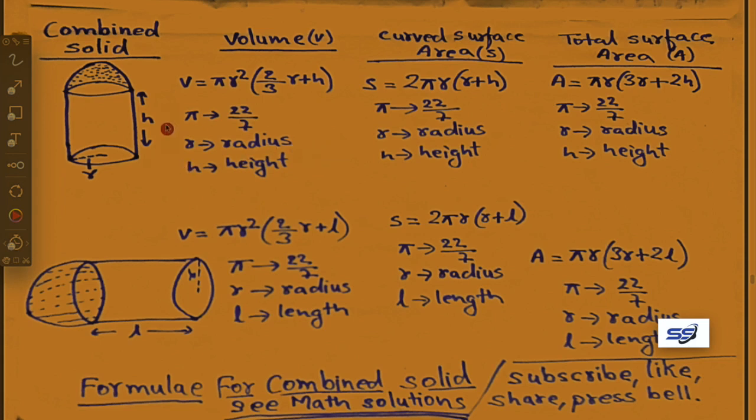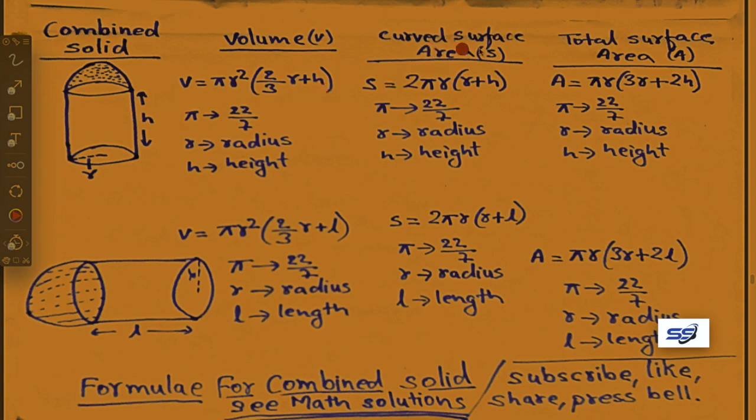To find the volume of this combined solid figure, see: V equals pi r square in brackets, 2 upon 3 r plus h. This bracket is also known as a parenthesis. In the parenthesis we are given 2 upon 3 r plus h. In this formula we use the sign pi. Pi is 22 upon 7, r is radius and h is height. In this way, using this formula, we will easily find the volume of this combined solid figure.